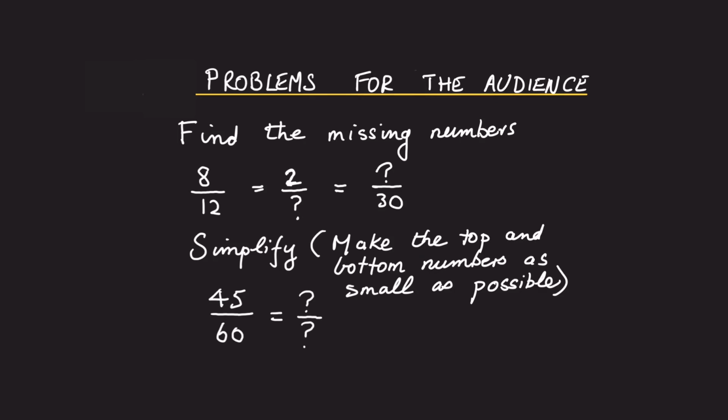Okay, so this is the point at which I would ask you, the audience, to try these problems for yourself to see how well you've understood the work that I've explained so far. In these problems, it's fairly self-explanatory, but if I can just point out one or two things. What you're trying to do in the first one is to find the number where the question marks are, and obviously all three of these fractions are equivalent to each other. In the bottom one, you're trying to find the number for the top and bottom. What you're trying to do is to simplify the fraction, and that means that you want to make the top and bottom numbers as small as possible.